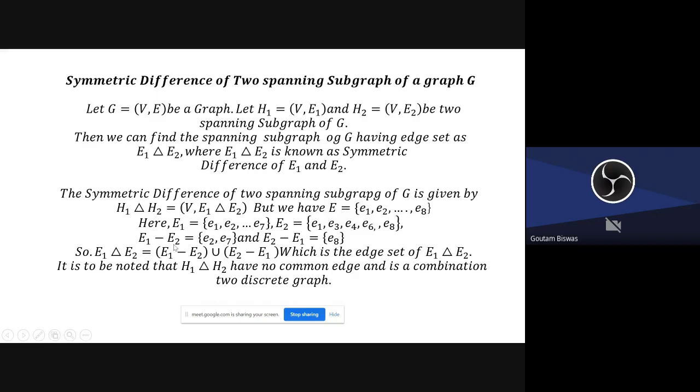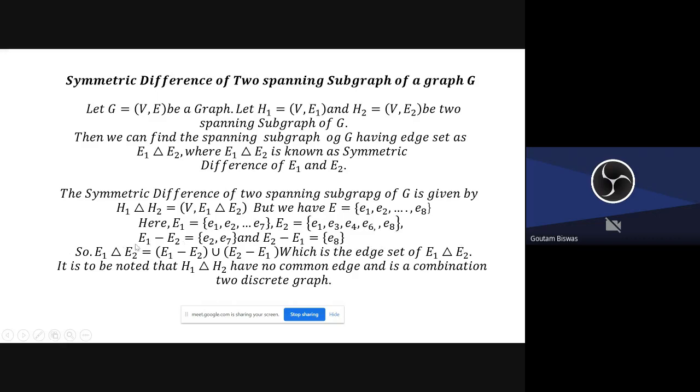E1 minus E2 is not ordinary subtraction, but I will keep those elements which are there in the E1 set but not in the E2 set. Understood? And in case of E2 minus E1, we shall keep those elements of E2 which are not there in E1, and the rest will be omitted. Okay, this is the difference meaning.